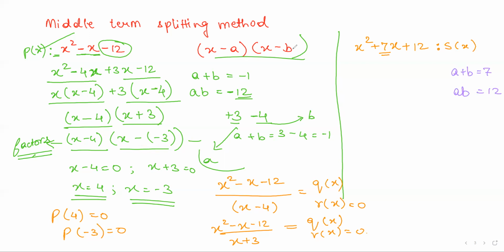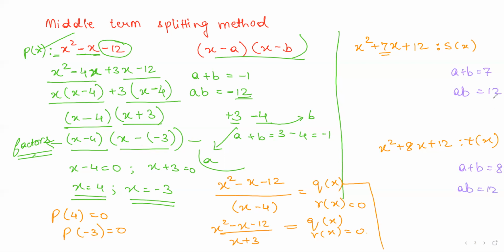We know that factors of 12 are 3 and 4. Factors of 12 are also 6 and 2. So instead of 7, if you had 8, in a second quadratic binomial, x square plus 8x plus 12 of x. In this particular equation, a plus b is 8 and ab is 12.